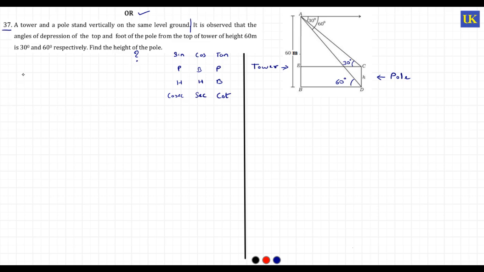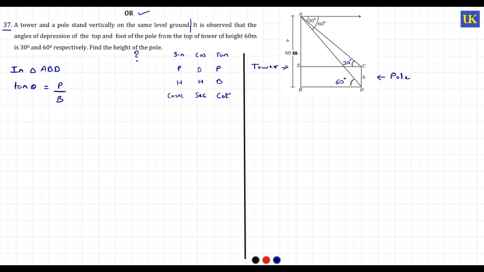Okay, now we'll start. So first what we have to do is consider triangle ABD. So this triangle I will take, and here I'll be taking tan theta. The formula is perpendicular divided by base. So tan is perpendicular divided by base, as you can see here. So tan theta is how much?